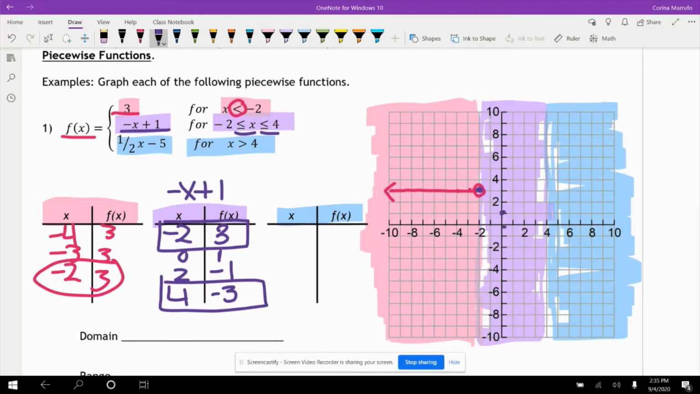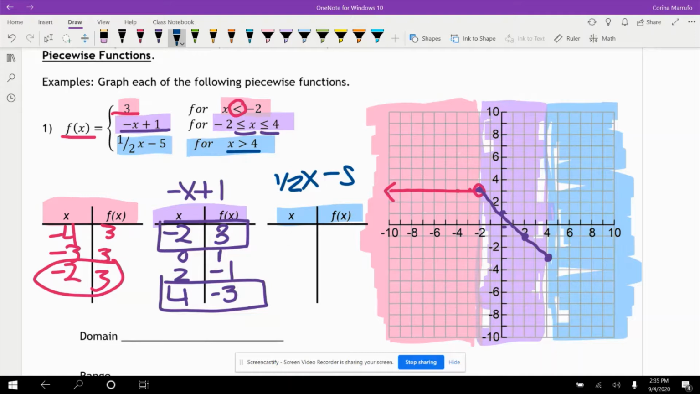And then here we have 0, 1, and then 2, negative 1, and then 4, negative 3, and also on 4, negative 3 should be a closed circle. I'm going to go ahead and connect my dots here. That's what my graph looks like. And my next section, now this one is 1/2 of x minus 5. That's my equation, and it's for x is greater than 4.